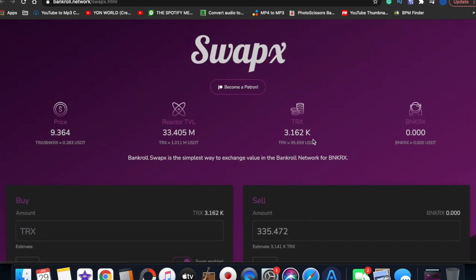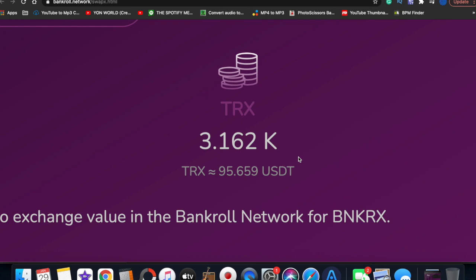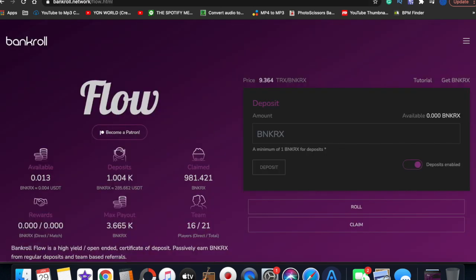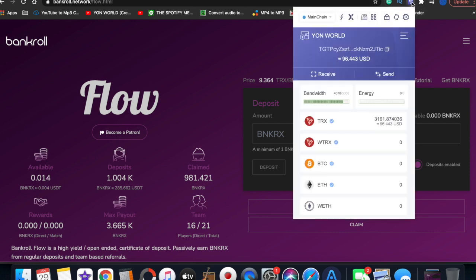And that's worth $95. So if we go to my TronLink, you gotta have TronLink when you're using Bankroll. When you're using the Bankroll network to interact with this smart contract, you gotta have TronLink. So if we go back to TronLink, you will see now I have the $96 in my TRX account, right?